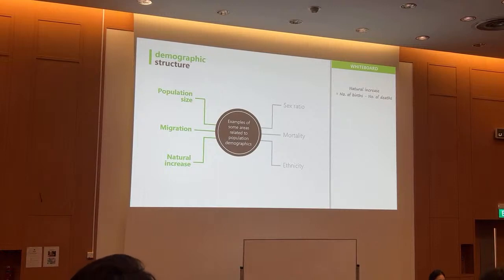We may also look at sex ratio in the country, which is the proportion of males and females in the country. Mortality refers to death. So sometimes we want to look at death rate in more scrutiny. Ethnicity, we can explore the types of ethnic groups in the country, their proportions in the country, etc.